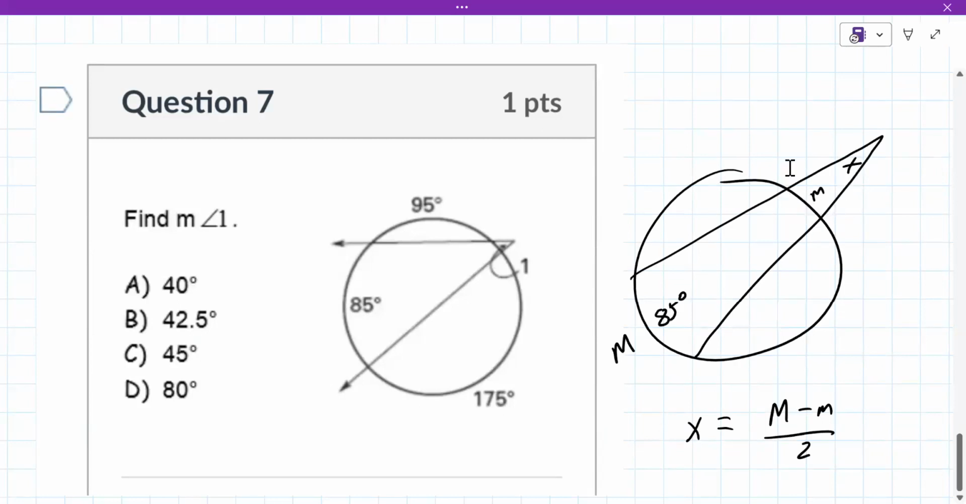What I need to do is multiply big M by 2. You cannot solve an equation like this unless you have 2 of the 3 unknowns, and you only know 1 of the letters. So you have to use something else to find the letters. What's the angle if you go all the way around the circle? 360. Notice you're going 95, 85, 175, leaving a little space.